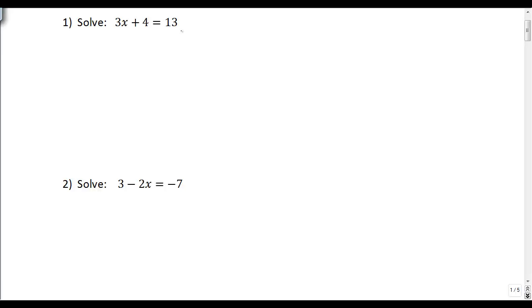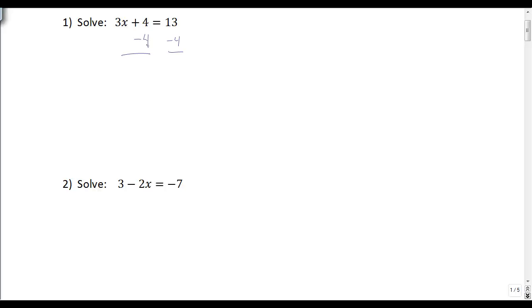General strategy here is we can do the same thing to both sides, and we're trying to isolate the x. So what I see on the left is a 3x and a plus 4. I need to get rid of the 4 and just leave a 3x. So I'm going to subtract 4 from both sides, both the left-hand side of the equals and the right-hand side of the equals. So it's just everything to the left of the equals and right of the equals.